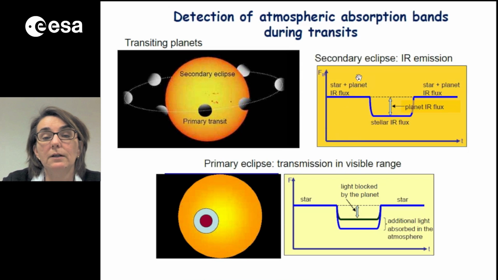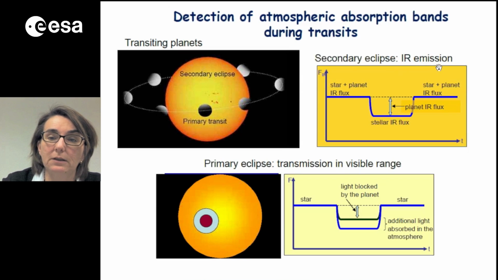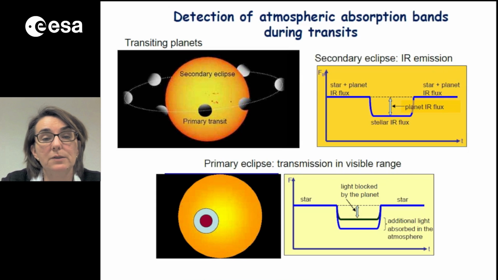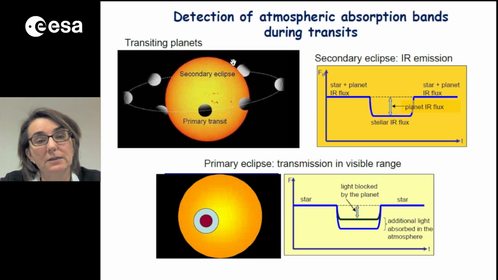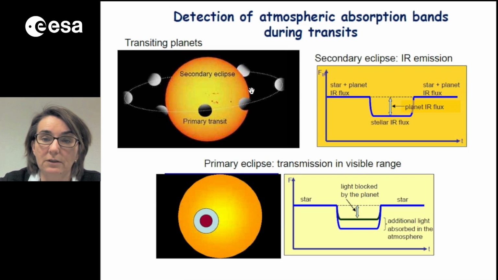However, here, if we do this measurement not in visible wavelength, but at infrared wavelength, where we see the emitted light of the planet, that means while the planet is here next to the star, we have the emitted light of the star plus the emitted light of the planet. And if the planet disappears behind the star, we only have the stellar light left, of course.